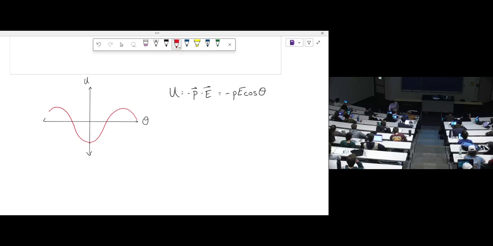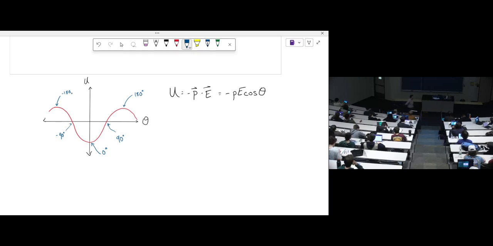And so we get a minimum right here at 0 degrees. Let me switch colors one more time. We get a minimum here at 0 degrees. At 90 degrees, our potential energy is 0. And at 180 degrees, we get a maximum. And same thing here. This would be minus 90 degrees and then minus 180 degrees.